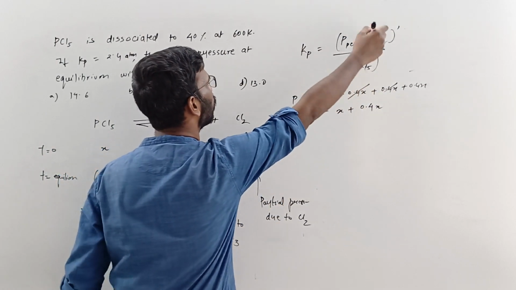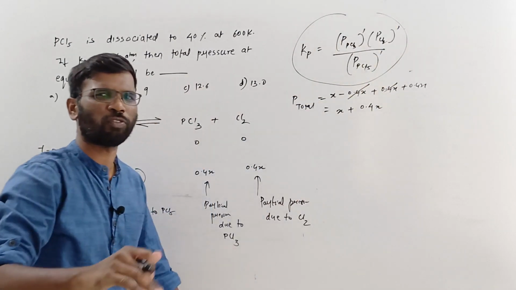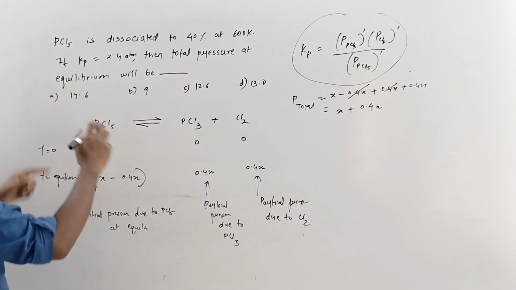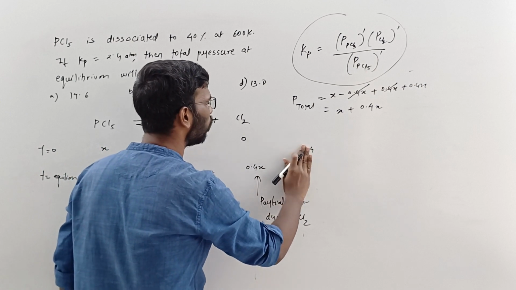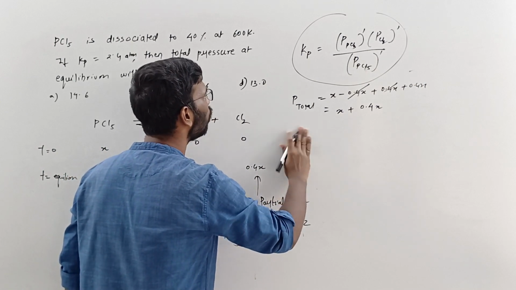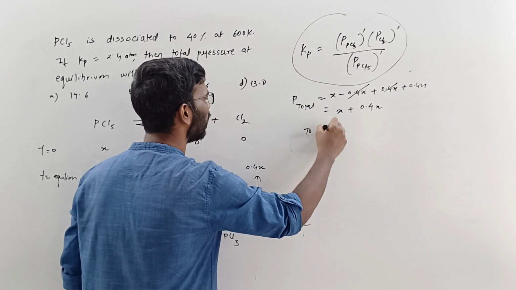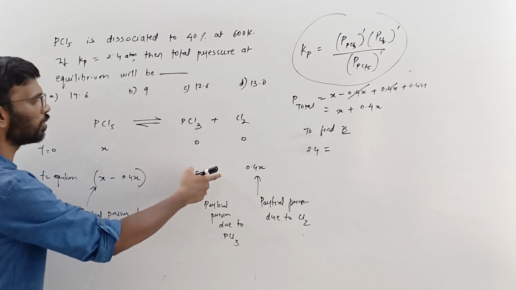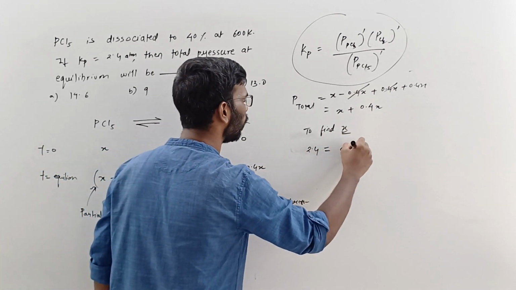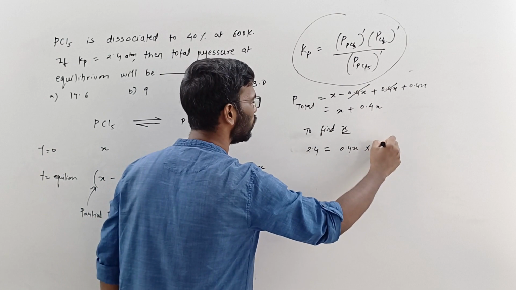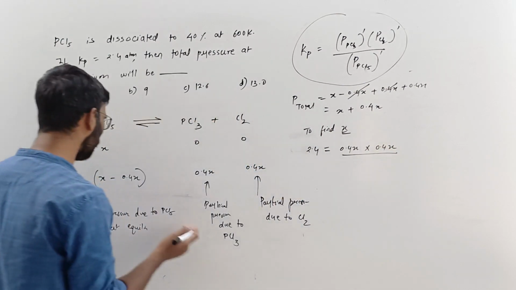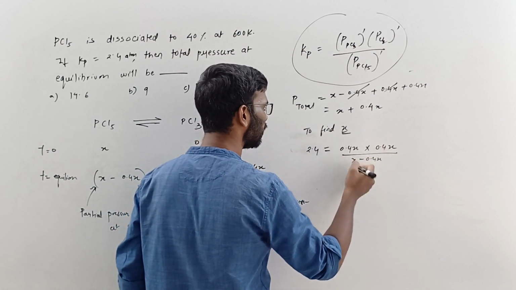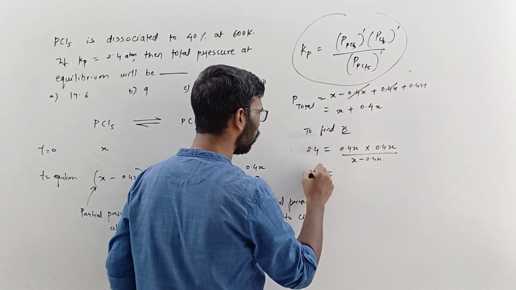So what is Kp? If I substitute in this formula, we have the partial pressures in terms of x. I have the partial pressures of all the quantities. Kp is given to be 2.4. I'll write that, 2.4 is the Kp, to find x. What is the partial pressure of PCl3? It is 0.4x and the partial pressure of Cl2 is 0.4x. What is the partial pressure of PCl5? It is x minus 0.4x.